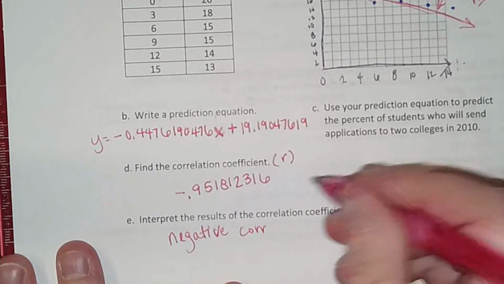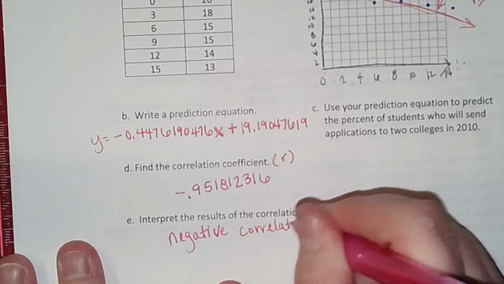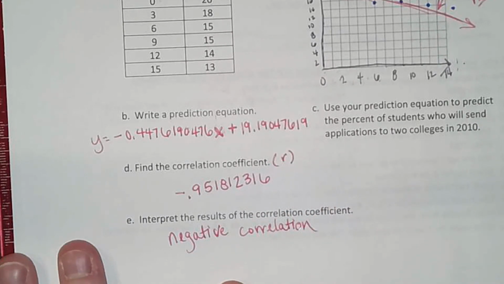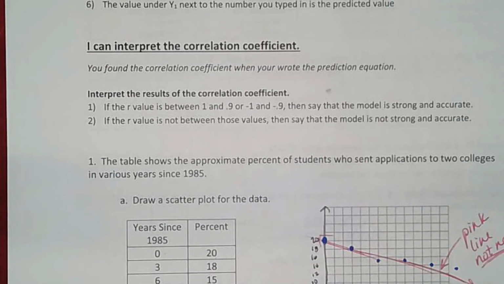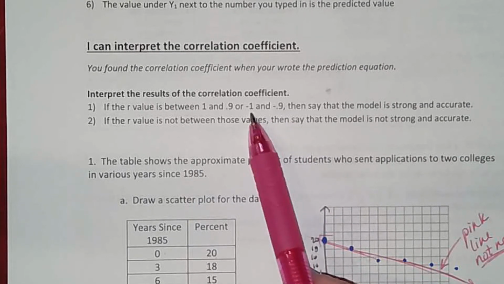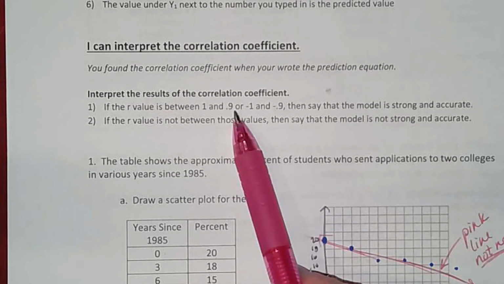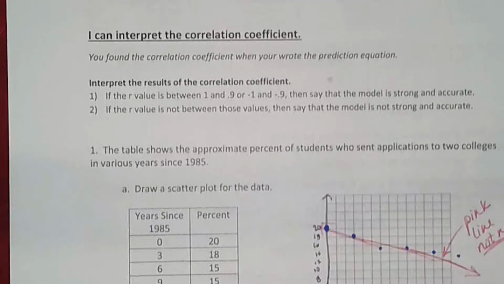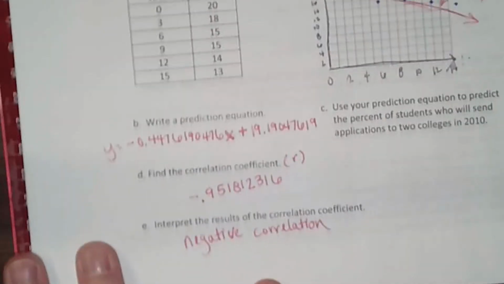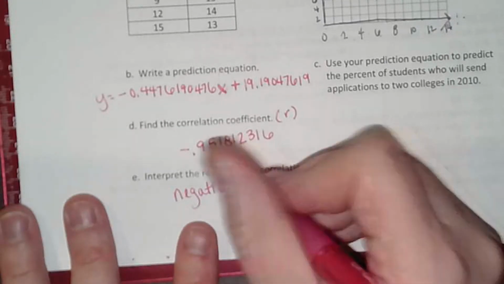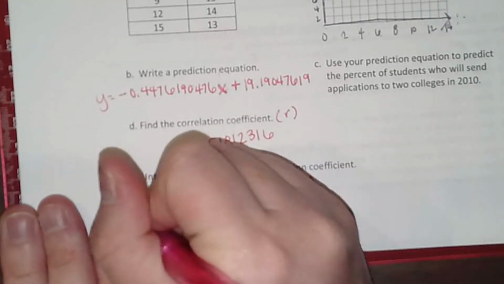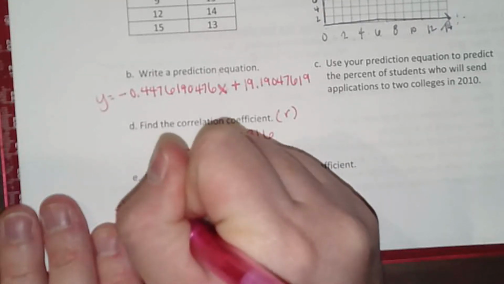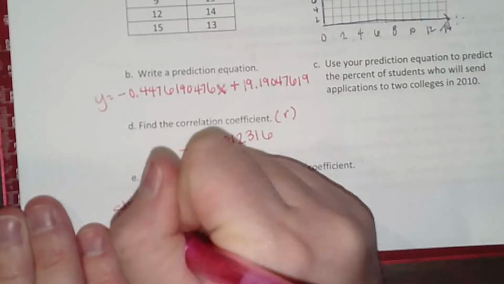Correlation. Because it's a negative correlation, and it is strong and accurate. If you go back up here, if it's between -1 and -0.9 or 1 and 0.9, it is modeled to be strong and accurate. Pretty much just add the words strong and accurate negative correlation.